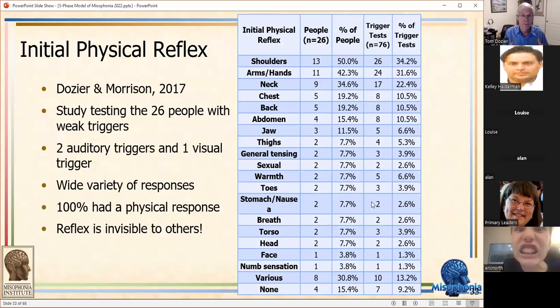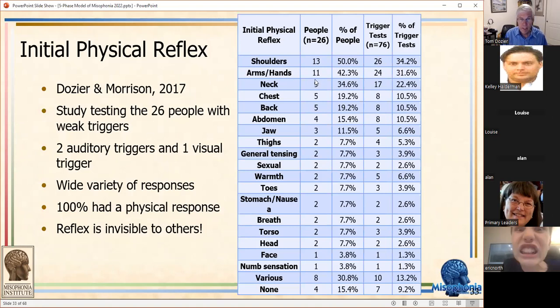Now, we saw this physical reflex, and I believe it's been in every presentation that I've made since 2014. And it is still not understood or universally accepted. And so Kate Morrison and I, I think it was around 2015, started trying to put together this study. It took us over a year to get it published. But we had people hear tiny bits of triggers, a little bit of a crunch or a little bit of a sniff, and then asked, what do you feel physically? And they go, well, I felt something in my back, or felt my shoulders.